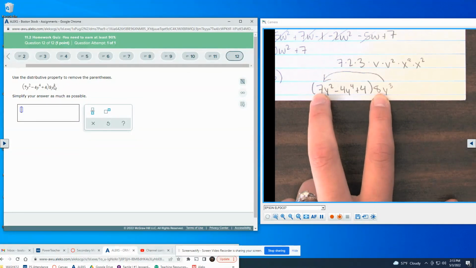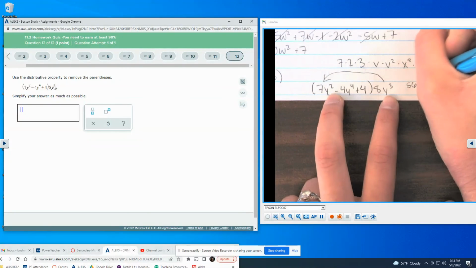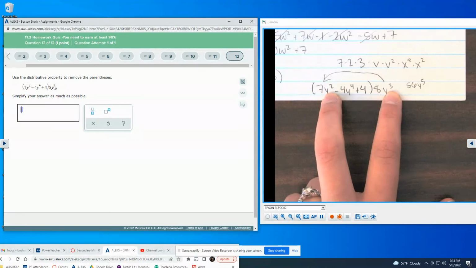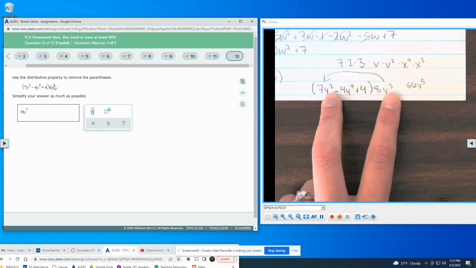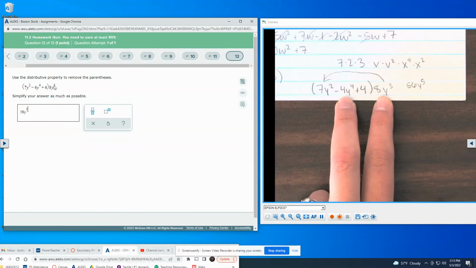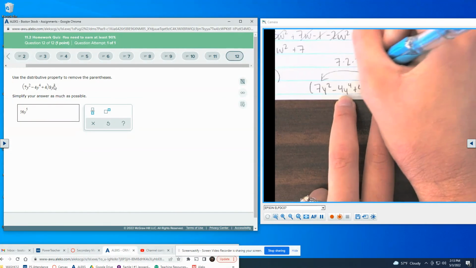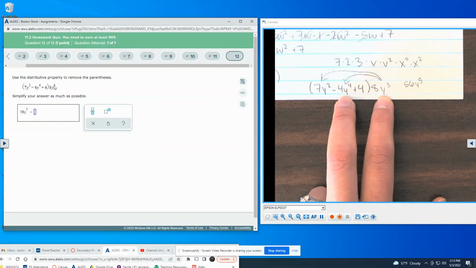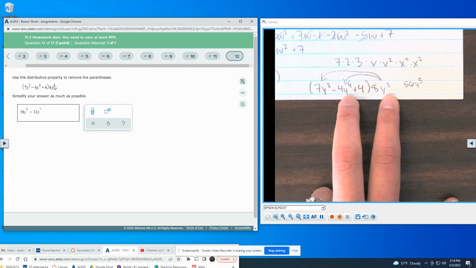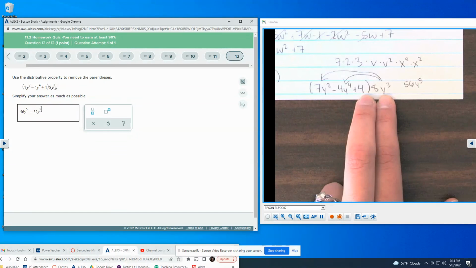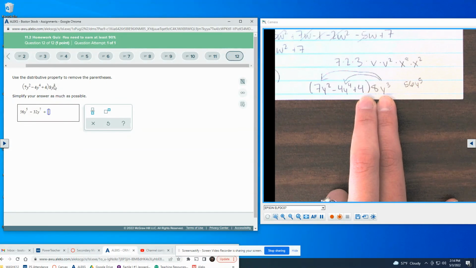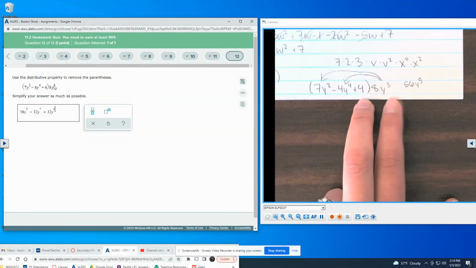8 times 7 gets you 56, and then you have the 3rd and the 2nd, so you end up with a y to the 5th. I'm going to type that in as my first term. Then we multiply these two together. 8 times -4, you're going to get minus 32y to the 7th, because there's 3 and another 4 would get you 7. And then we multiply these two together to get plus 32y to the 3rd, because there's just the y to the 3rd.